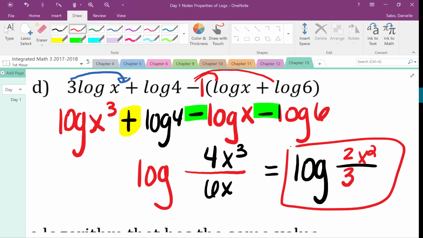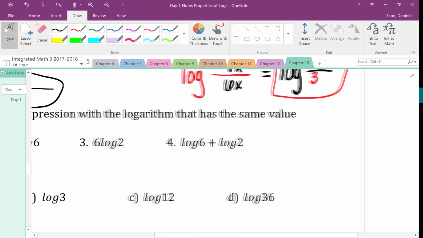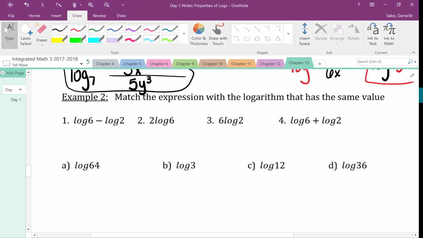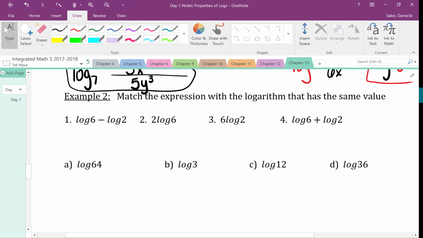I want you to take a second and see if you with your group can answer example 2. Match the expression with a log that has the same value. If you do each one, 1, 2, 3, and 4, you actually do those problems, you'd be able to match them with A, B, C, or D. So go ahead and try that. Now would be a good time to ask questions if you need them.